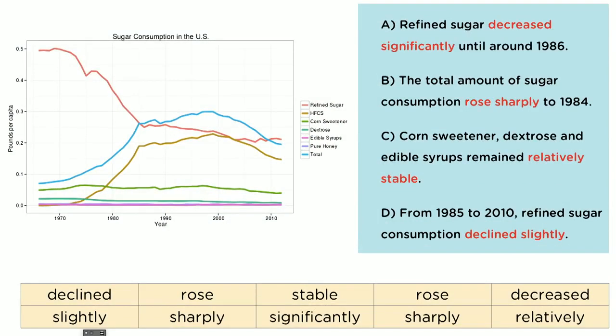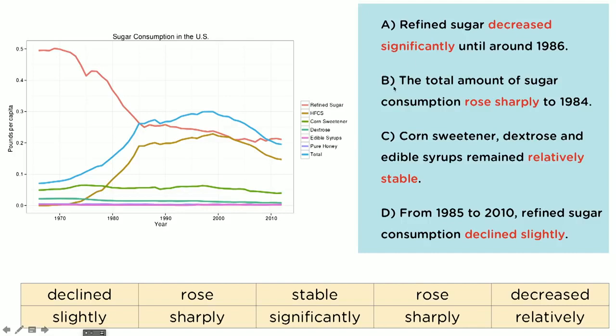I wrote refined sugar decreased significantly. You can see the significant decrease here until around 1986. You could have used declined. You could have used declined sharply. That would also be correct. Or decreased sharply. That would also be correct.